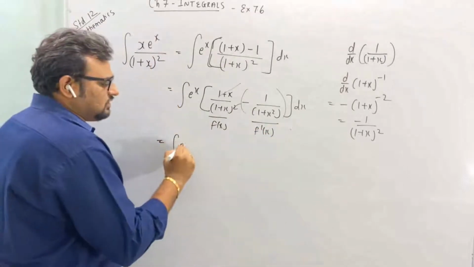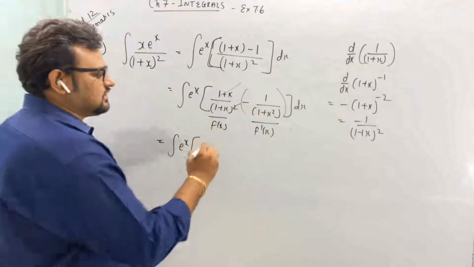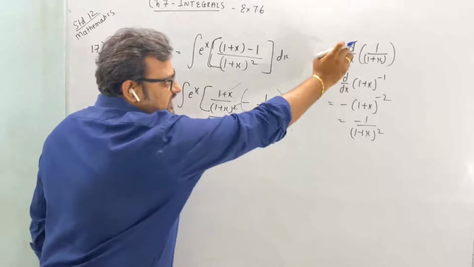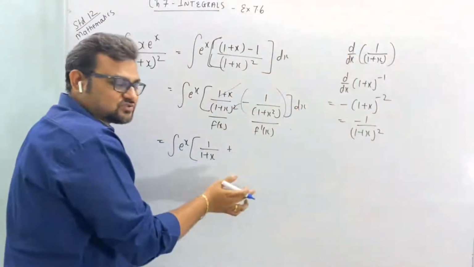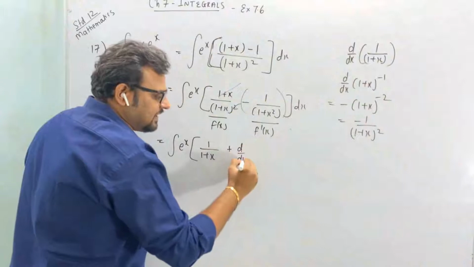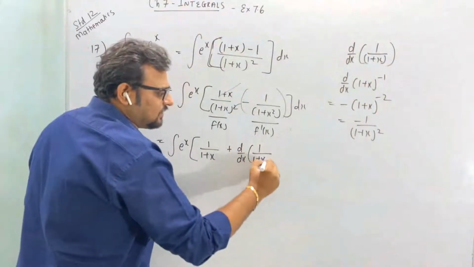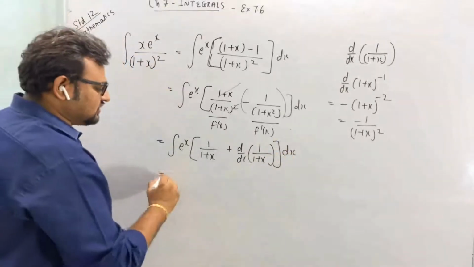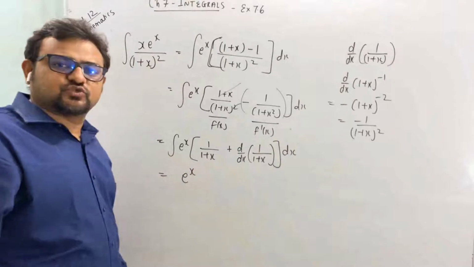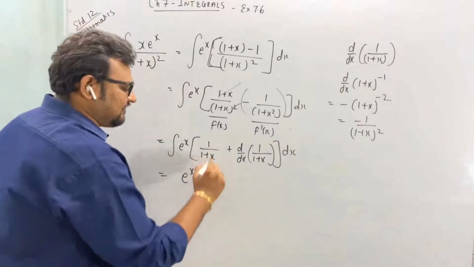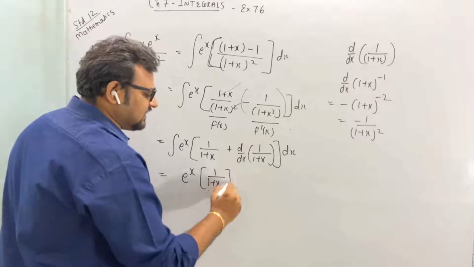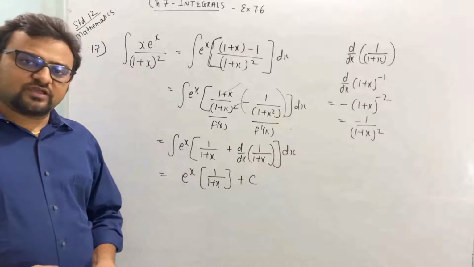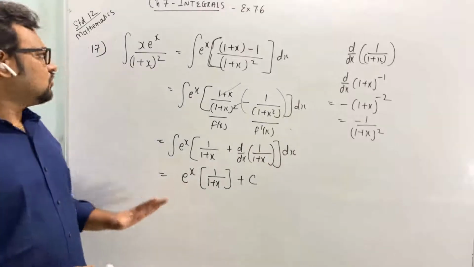So e raised to x, 1 upon 1 plus x, plus, if we take the derivative, I will get minus 1 upon (1 plus x) whole square. So plus d by dx of 1 upon 1 plus x dx. So this will be equal to e raised to x f(x), which means 1 upon 1 plus x, plus c. Okay, is it clear? Just go through this question.